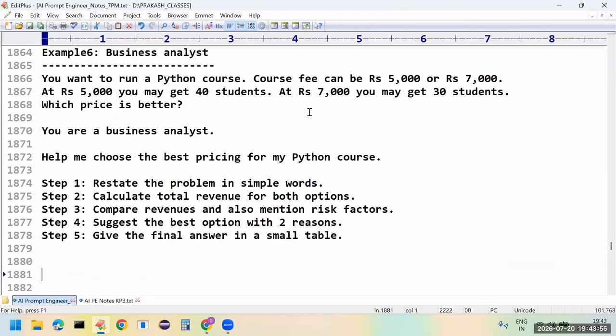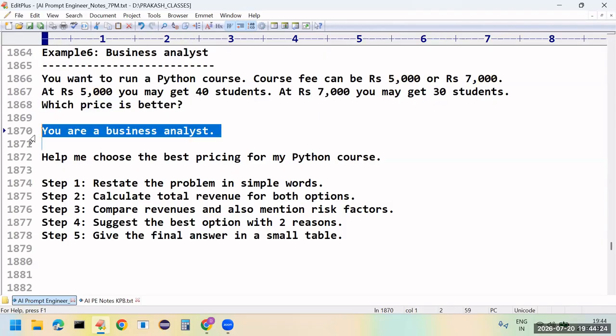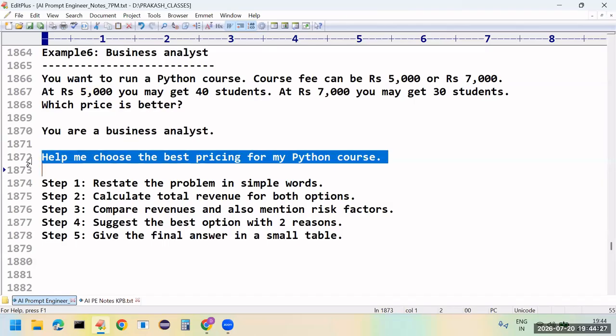Business analyst. Sir, you want to run a Python course. That is your target. Course fee can be 5,000 or 7,000. You have two options. At 5,000, you got 40 students. At 7,000, you got 30 students. Which price is better? Sir, you are a business analyst. Help me to choose the best pricing for my Python course.